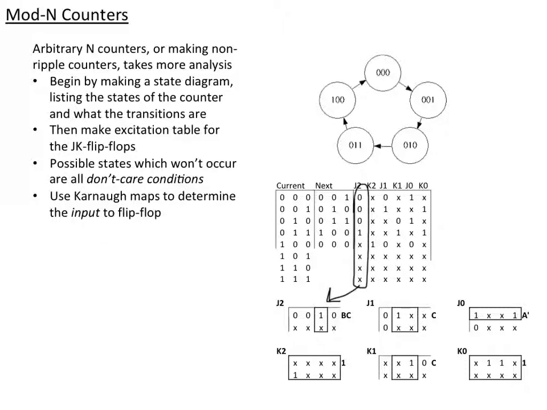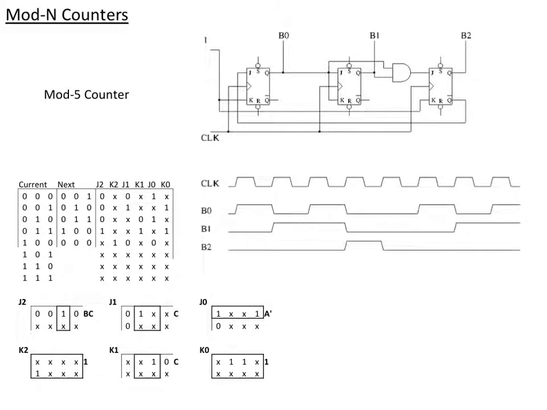Do the same thing for J1. I get C. J0, I get A bar, the primes here, bar. For K2, notice it can always be on because I can circle everything in that line and get either ones or things that don't matter. K1 turns out to be C. K0 also, I can circle everything. So now one just has to implement these things as an actual circuit, and that's shown here.